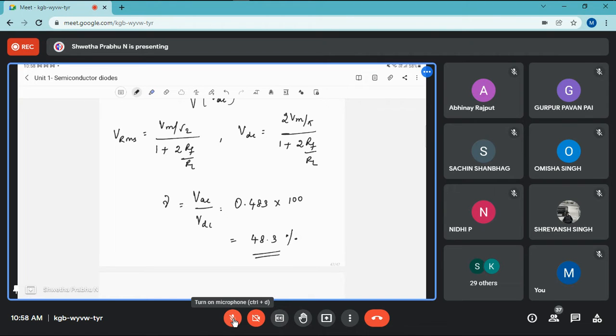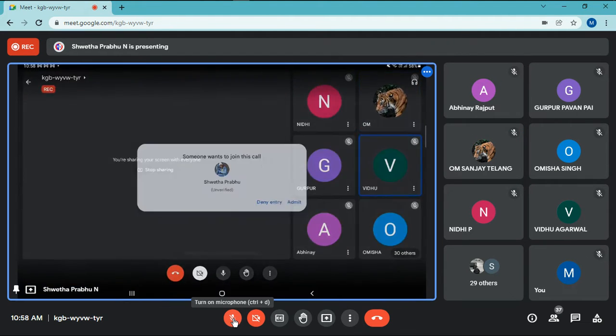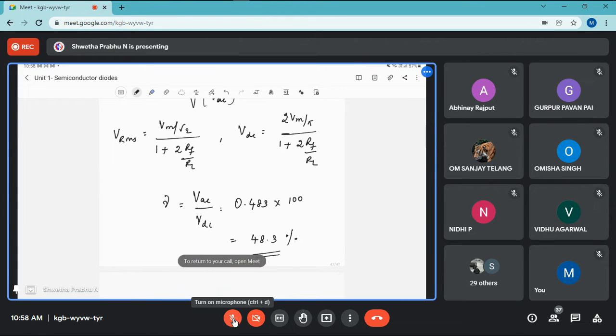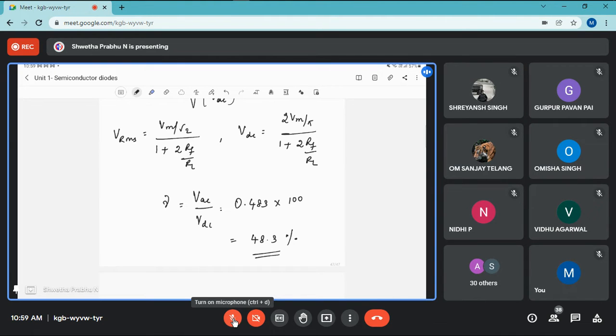Point 483? Yes, ma'am. All are getting 0.483? Yes, ma'am. Okay. So, what do you infer from this? Can anyone tell me? What is your inference? What does this 48.3 represent?